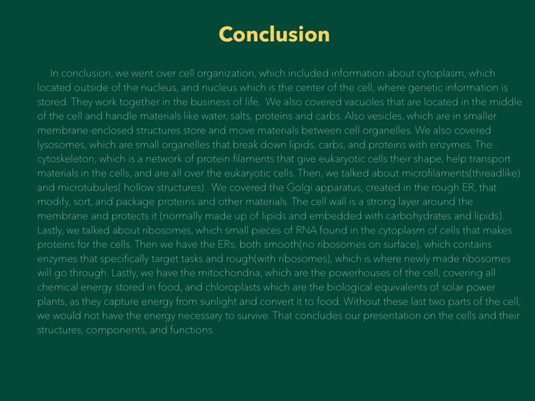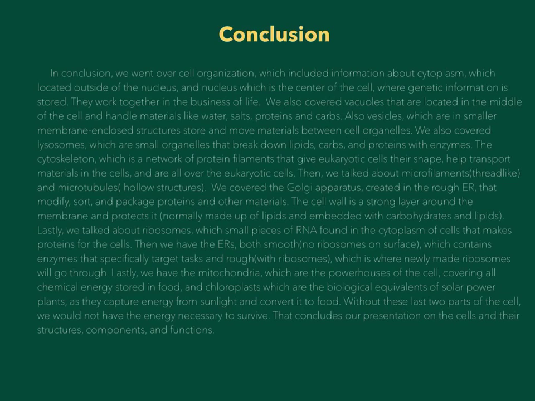We also covered lysosomes, which are small organelles that break down lipids, carbs, and proteins with enzymes. The cytoskeleton is a network of protein filaments that give eukaryotic cells their shape, help transport materials in the cells, and are all over the eukaryotic cells. Then we talked about microfilaments, which are thread-like, and microtubules, which are hollow-like structures. We covered the Golgi apparatus, created in the rough ER, that modifies, sorts, and packages proteins and other materials.